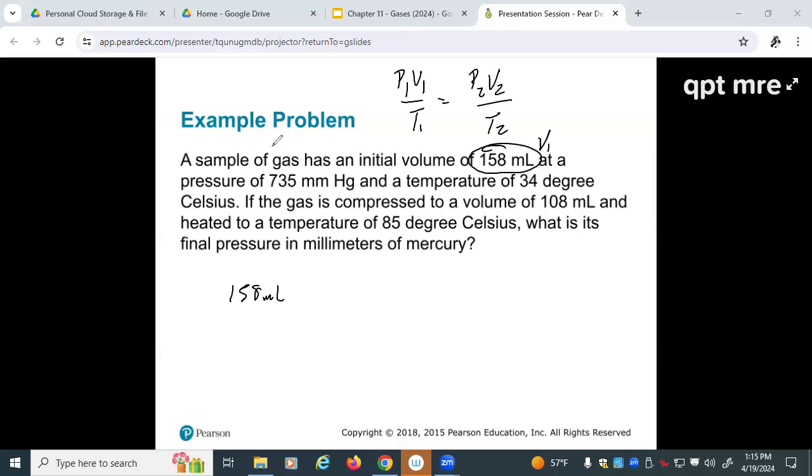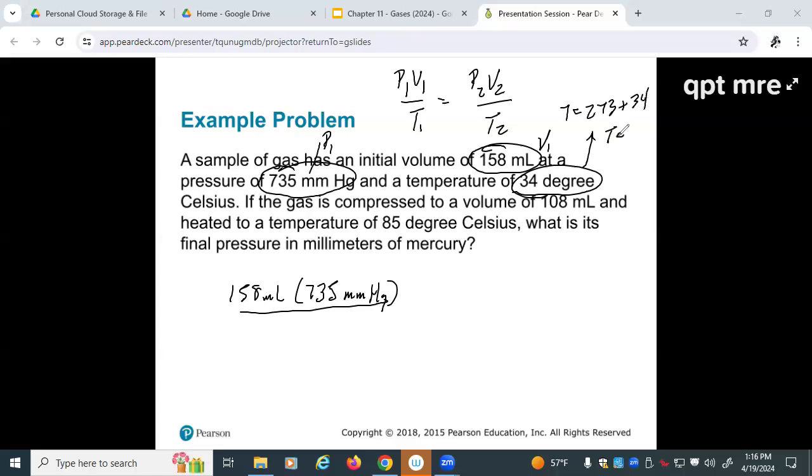So I've got my initial volume, 735 millimeters of mercury, that's my initial pressure. My initial temperature is 34 Celsius. I've got to turn that into Kelvin. 273 plus 34 gives me 307 Kelvin.